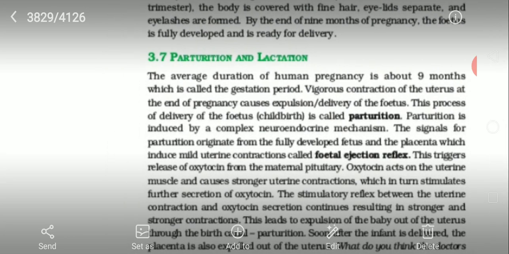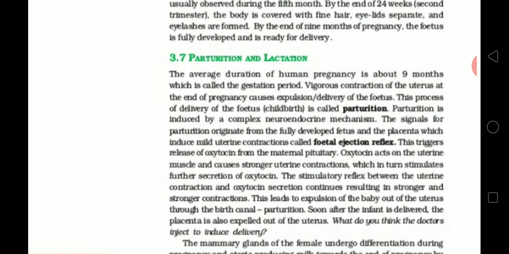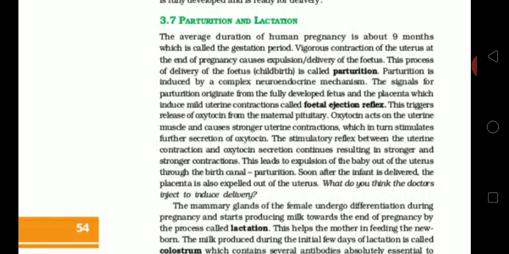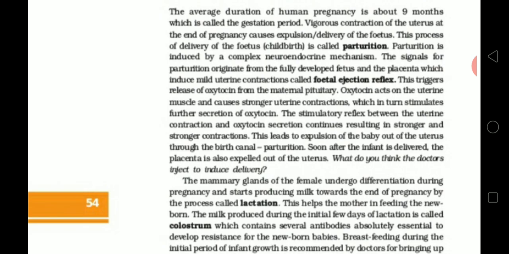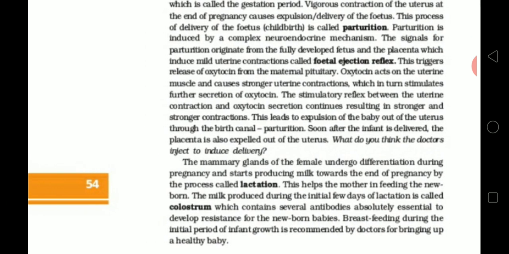Now the next is parturition and lactation. Parturition is the delivery of the baby. The average duration of human pregnancy is around 9 months, which is called the gestation period. Vigorous contraction of the uterus at the end of pregnancy causes expulsion of the fetus. This process of delivery of the fetus is called parturition. Parturition is induced by a complex neuroendocrine mechanism. The signals for parturition originate from the fully developed fetus and the placenta, which induce mild uterine contractions called fetal ejection reflex.